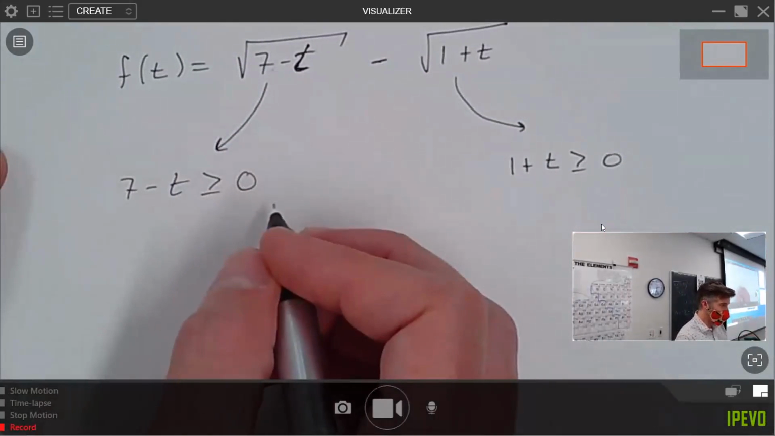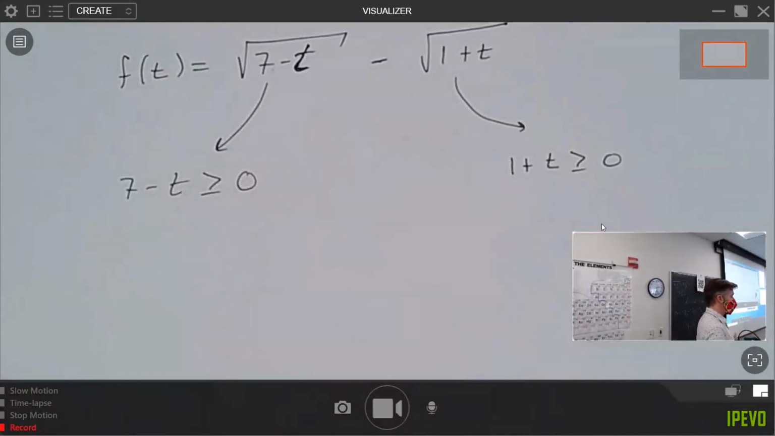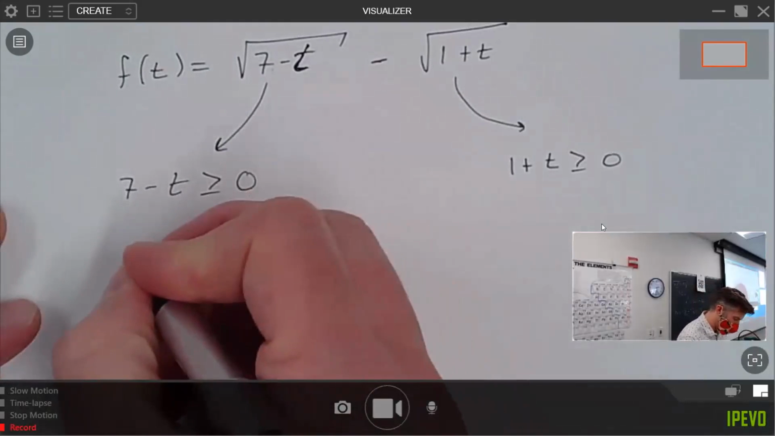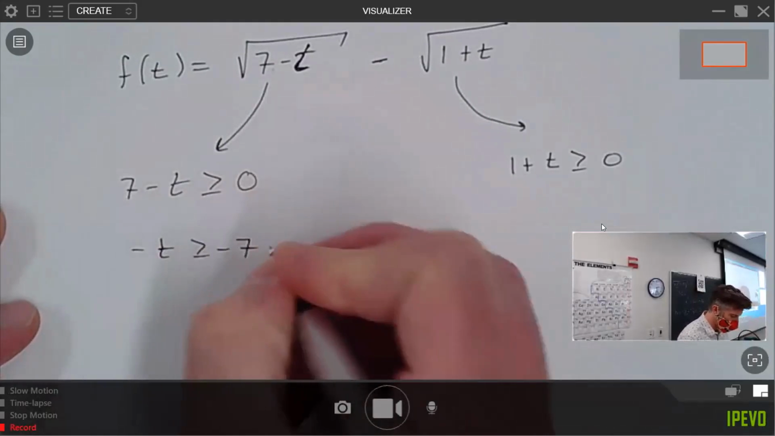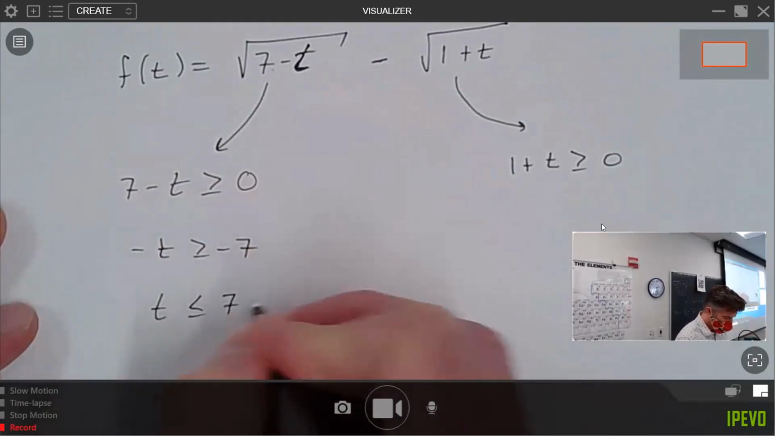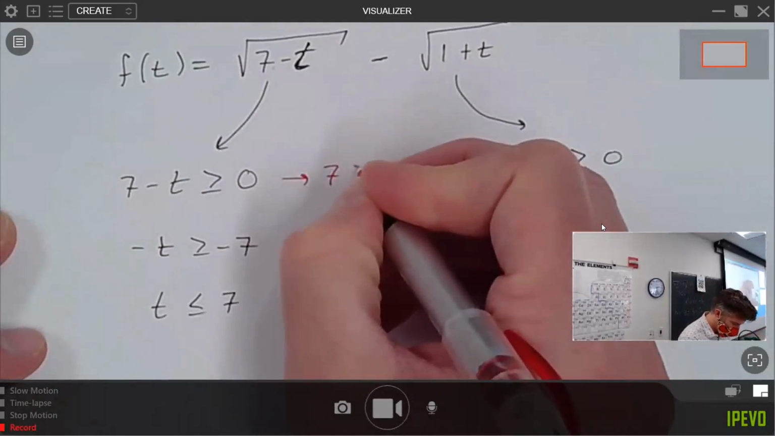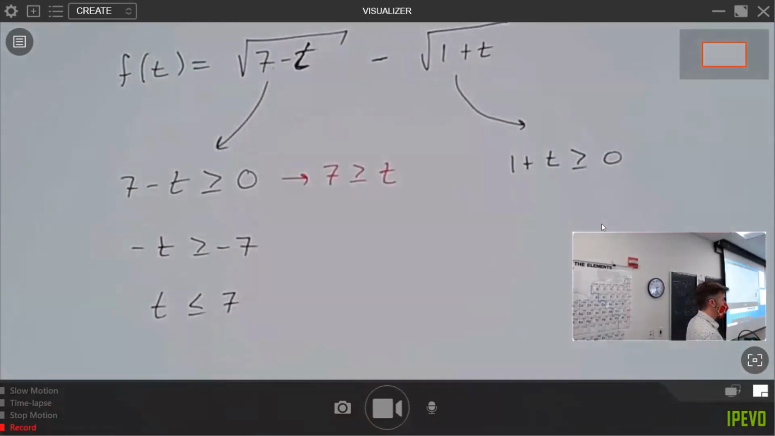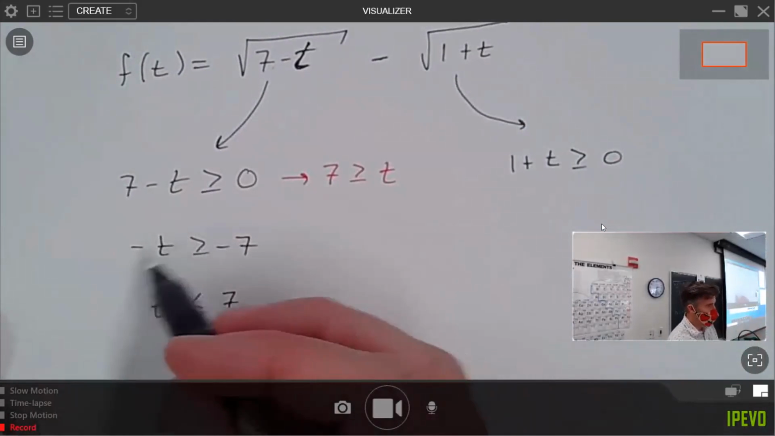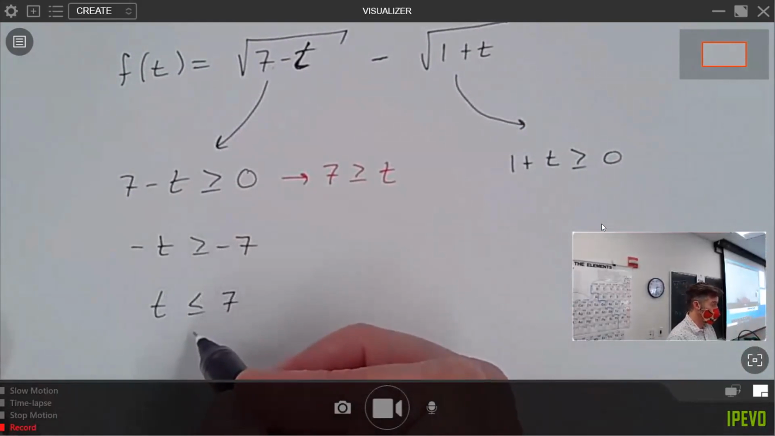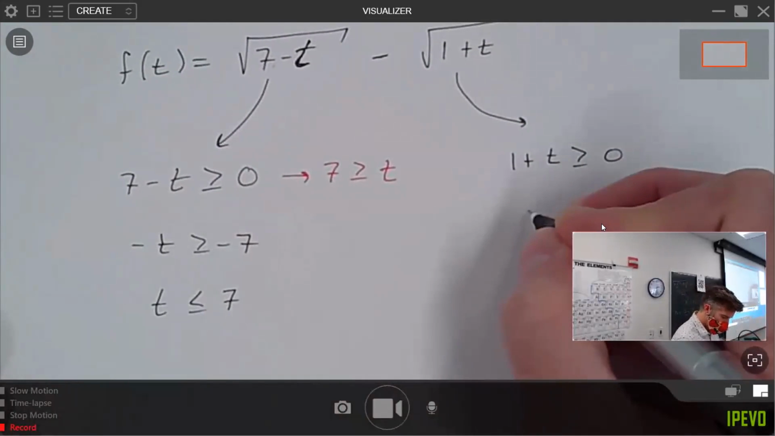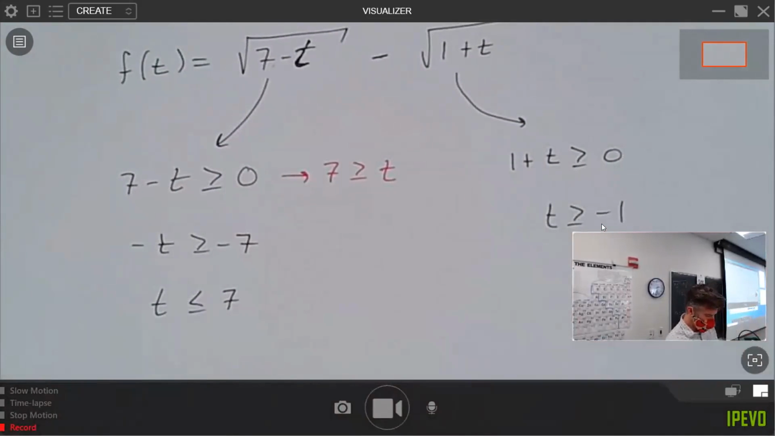For this one, I'm just going to add t to both sides. I always prefer to do things so that my variable ends up on the side where it has a positive coefficient. You could go this way, -t greater than or equal to -7, and then multiply by -1, but you're doing more work than you need to. You could just add t to both sides. They're both the same. I just think this is faster, but do whatever you like. Just be careful: when you multiply both sides by a negative, you have to change the direction of the inequality. Over here, we get t bigger than or equal to -1.